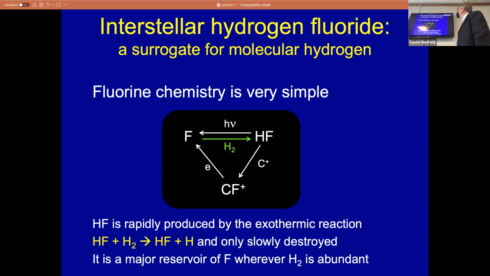And then there are just two things that destroy HF. It can be photodissociated by this ultraviolet radiation I mentioned, or it can actually react with carbon plus, which is very abundant. Most of the carbon is in that form, to form the CF plus molecular ion, which is also detected in the interstellar medium.